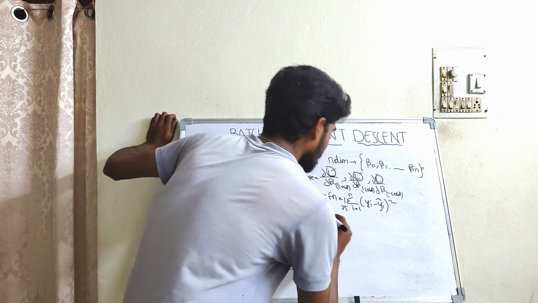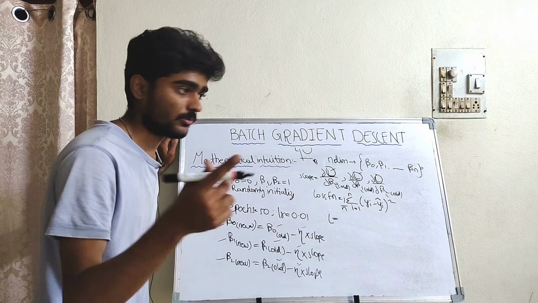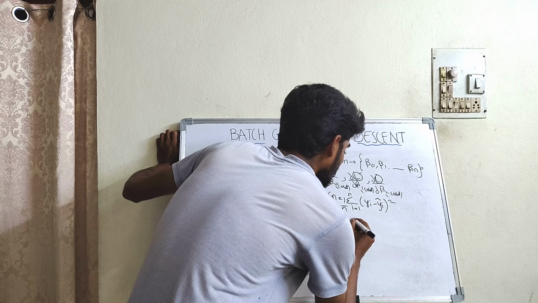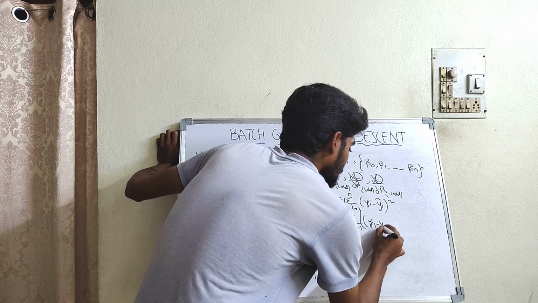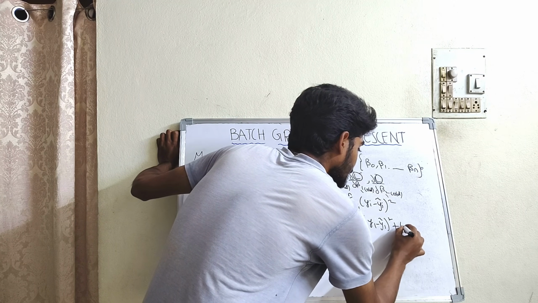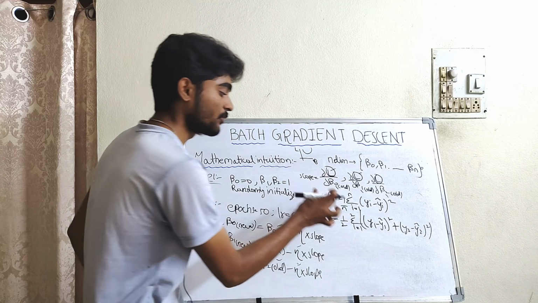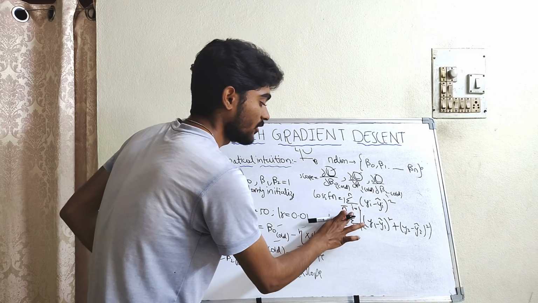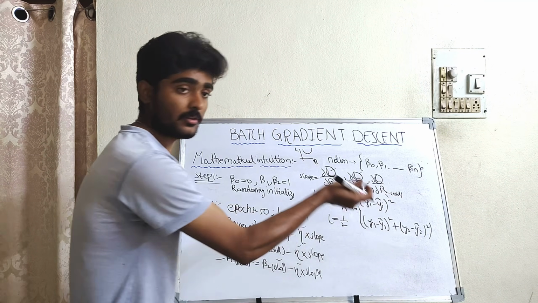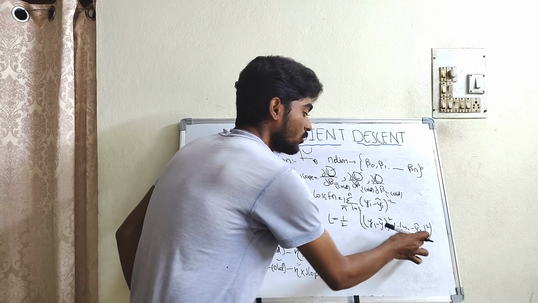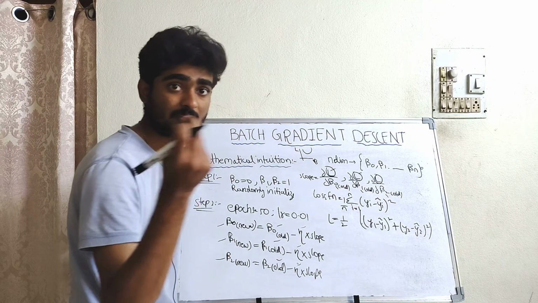Now to determine the loss, we have two rows of data. This n determines the number of rows, so 1 by n is equal to 1 by 2 summation of i is equal to 1 to 2, y1 minus y1 hat whole square plus y2 minus y2 hat whole square. When you expand this summation, we get two terms: this is with respect to the first row of data and this is with respect to the second row of data.